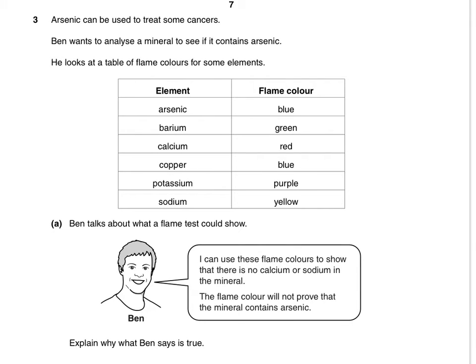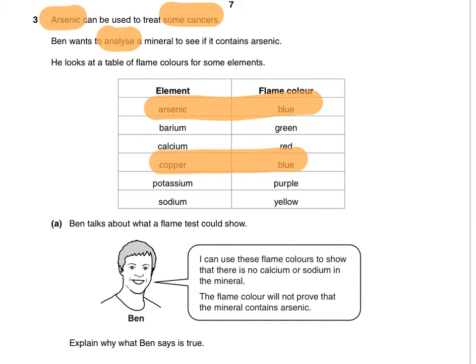Next question. Arsenic can be used to treat some cancers. Ben wants to analyse a mineral to see if it contains arsenic. He looks at a table of flame colours for some elements. So you've probably done the flame tests for elements, and you'll see these different colours. And you'll notice arsenic's blue, and I'm just going to make a note that copper's also blue.